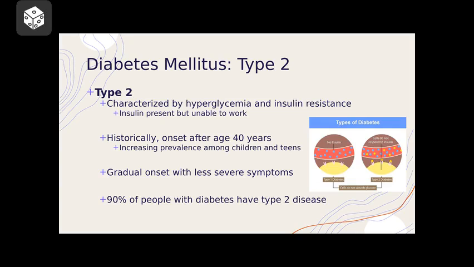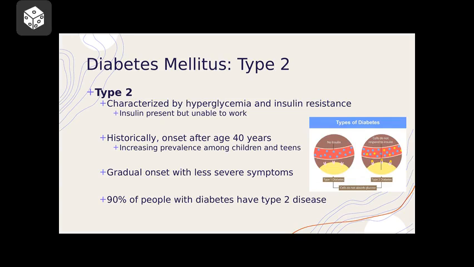So again, with type 2 diabetes, the pancreas is working, it's producing the insulin, but the cells just aren't recognizing the insulin. Generally, we're going to see type 2 diabetes after age 40, but we're really seeing a lot of increase in children and teens as well because we've got such an obesity epidemic. In type 2 diabetes, we're going to see a more gradual onset, and your symptoms are less severe because we have some working insulin receptors, and some of them are going to be resistant. You get less severe symptoms.